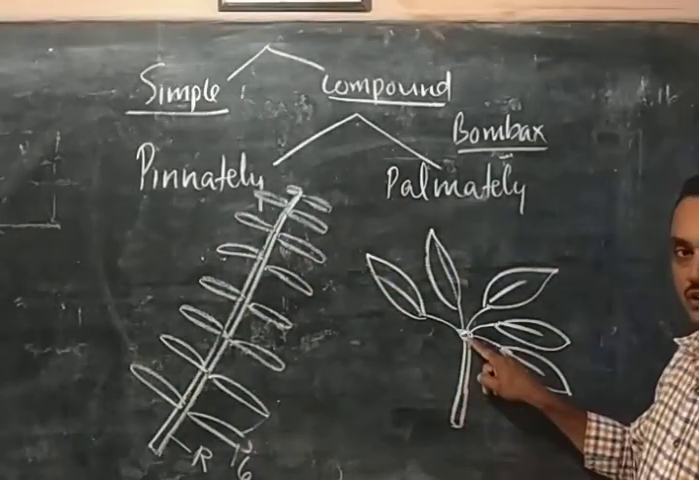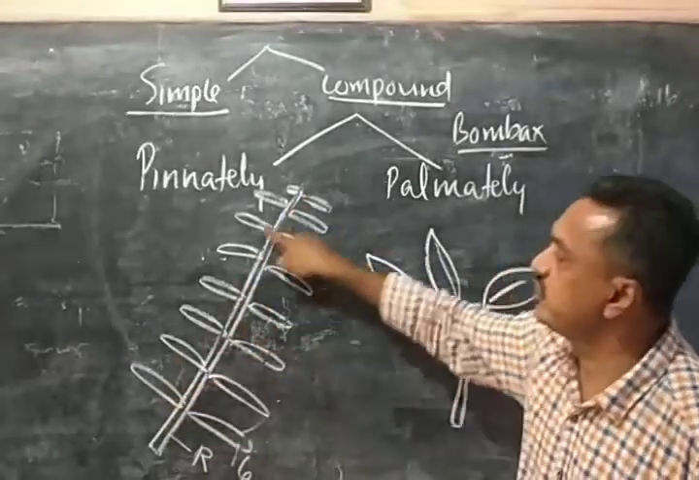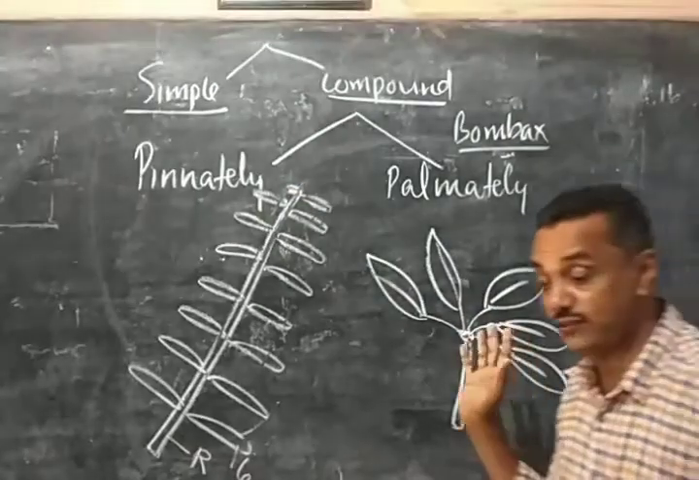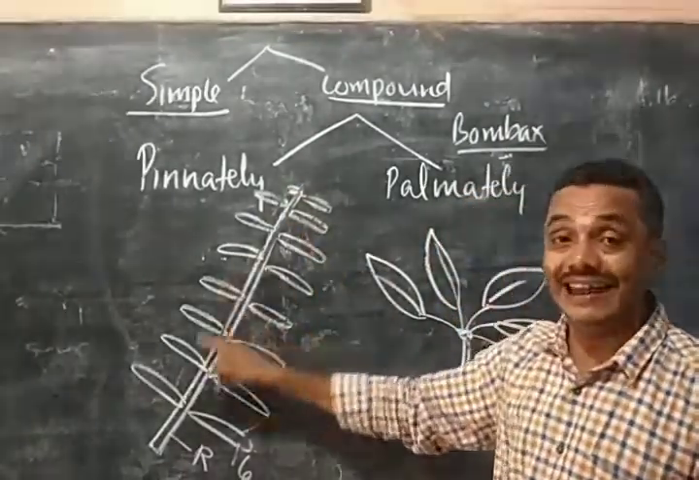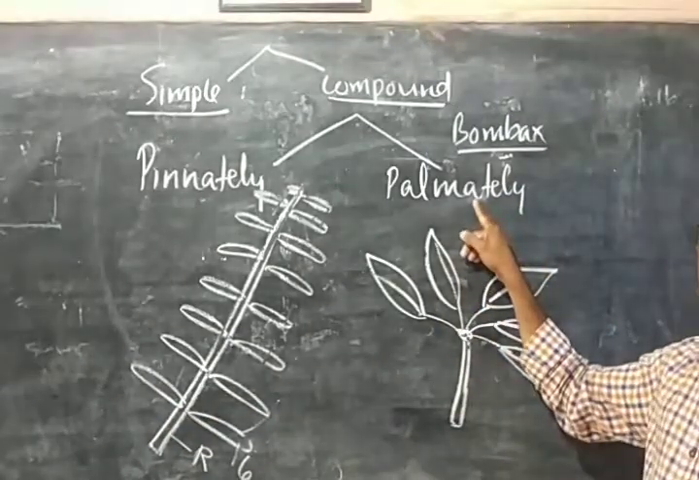Here, at the tip of the rachis only. Here, from the base of the rachis to the tip of the rachis, the full length has leaflets. Here, only at the tip of the rachis, there are 5. So this kind of arrangement is called pinnately compound, like a feather. This is like a palmately compound leaf.